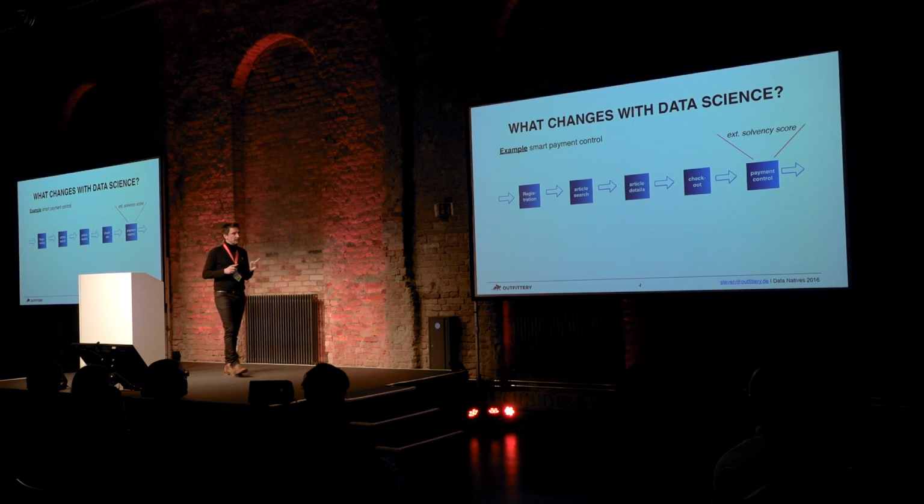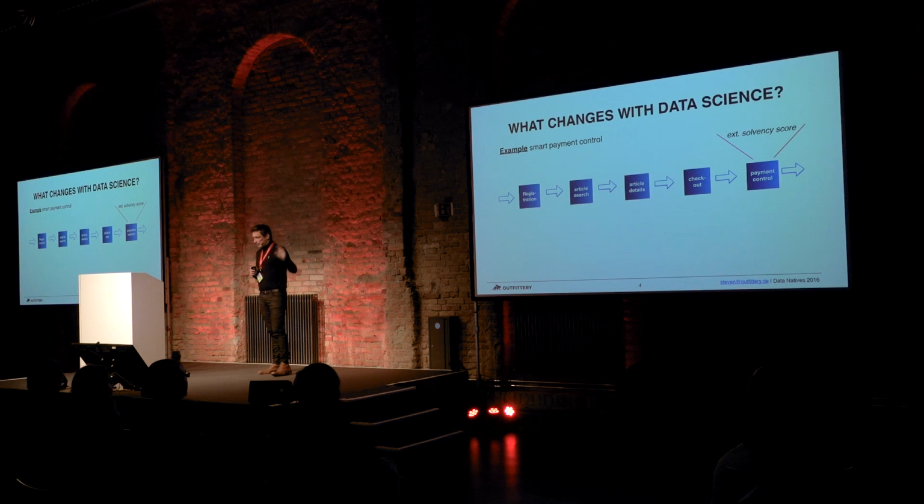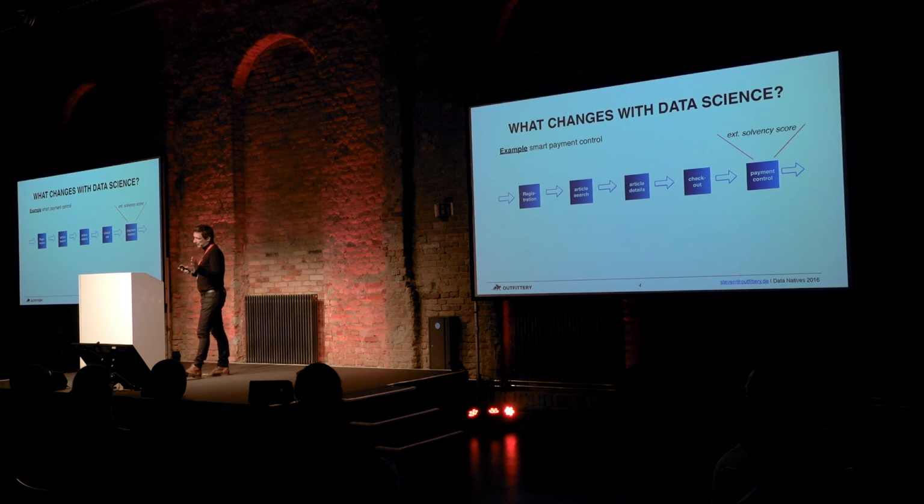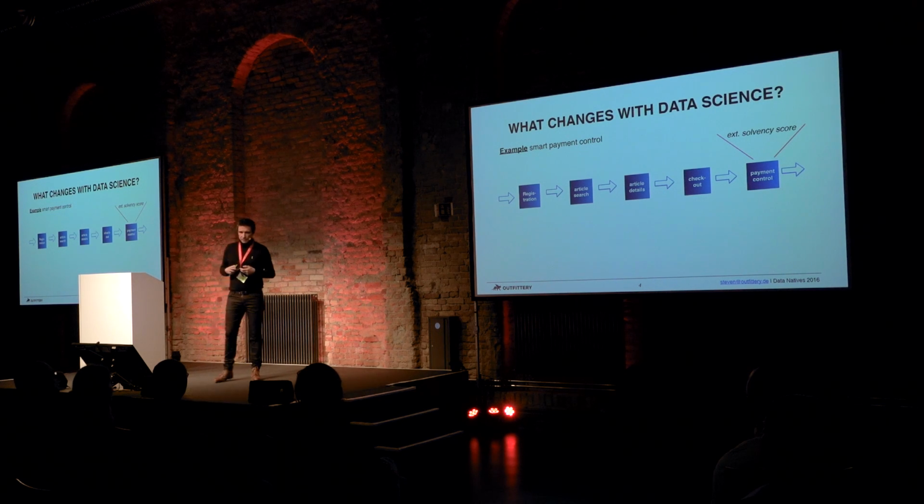To start with, let's first of all make our system slightly smarter. The old product, let's assume the payment control just worked with some external solvency score, which decided, OK, if solvency is too low, we simply don't offer open invoice. We just offer prepayment.